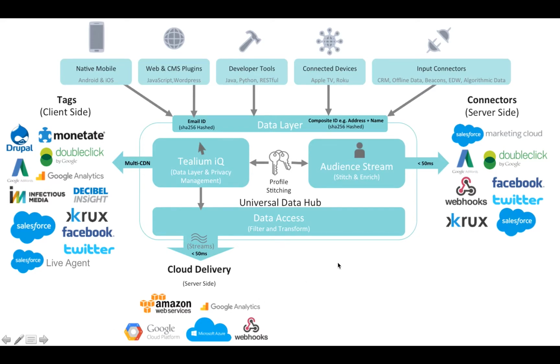So as you can see on the right hand side here, sub 50 milliseconds, we've got a connection server side to Salesforce Marketing Cloud, to DoubleClick, to Facebook custom audiences. We can update Salesforce CRM in real time. That's a two-way connection. So a lot of these we have an inbound API as well, so we can ingest data back from these sources.